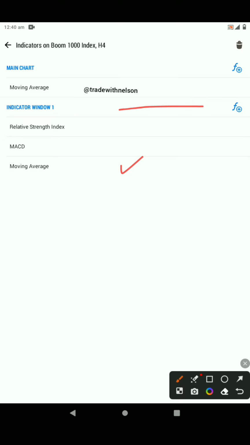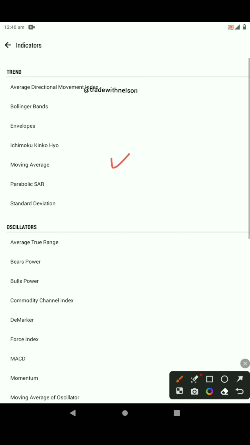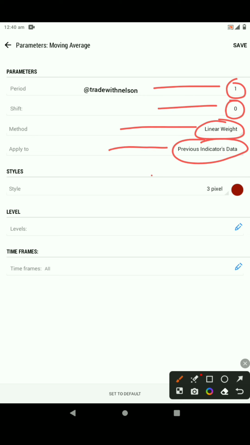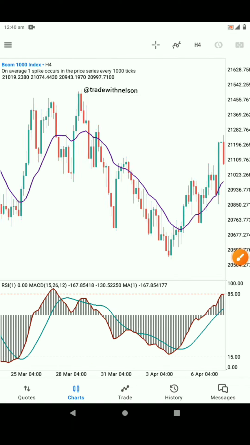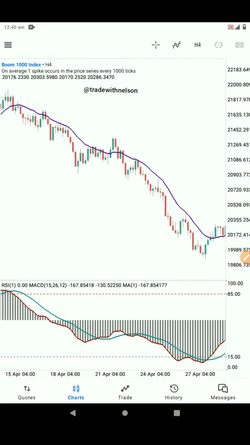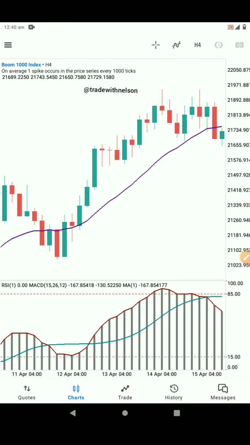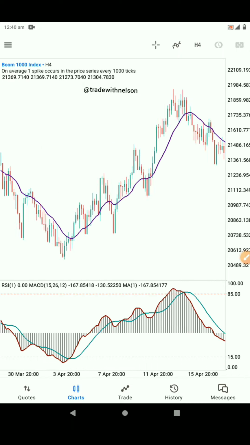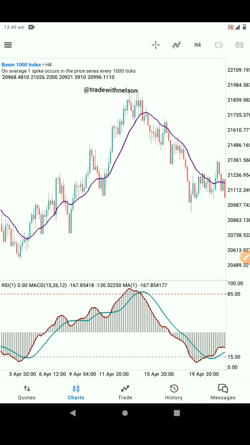For the last moving average, click on the F icon on indicators window 1. Moving average, make your period 1, shift 0, method linear weighted, apply to previous indicator's data, style 3 pixel, and select a color of your choice. After that, click on save. If you follow my settings correctly, your chart should look exactly like what you see over here. For the zoom level, let's say this is the innermost zoom, so you will zoom in 3 times: 1, 2, 3. This is the best zoom level for this strategy.